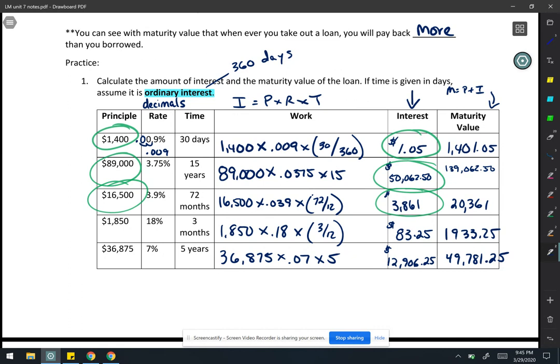Now that we have finished both simple interest and maturity value, you have a class worksheet to complete. Please use your notes to do so. Good luck.